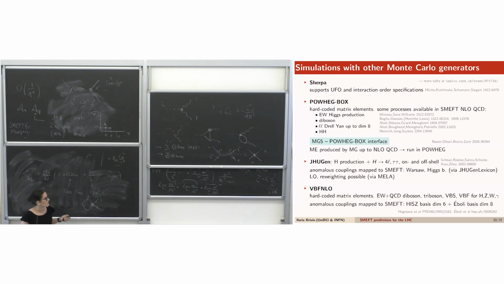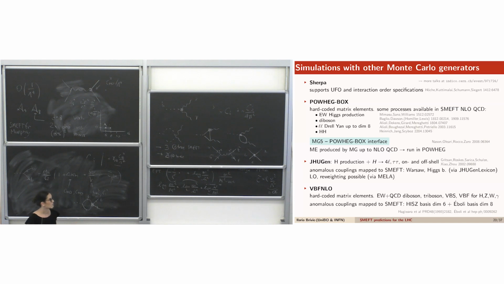Quick slide to say, in principle, there are other Monte Carlos that are around. If you are familiar with any of these, be aware that they can also do SMEFT in some conditions. POWHEG has a few NLO calculations implemented, NLO QCD, which are those I see here if there are no updates. But yeah, you need to hard code them. So you need to calculate first and then put them in.